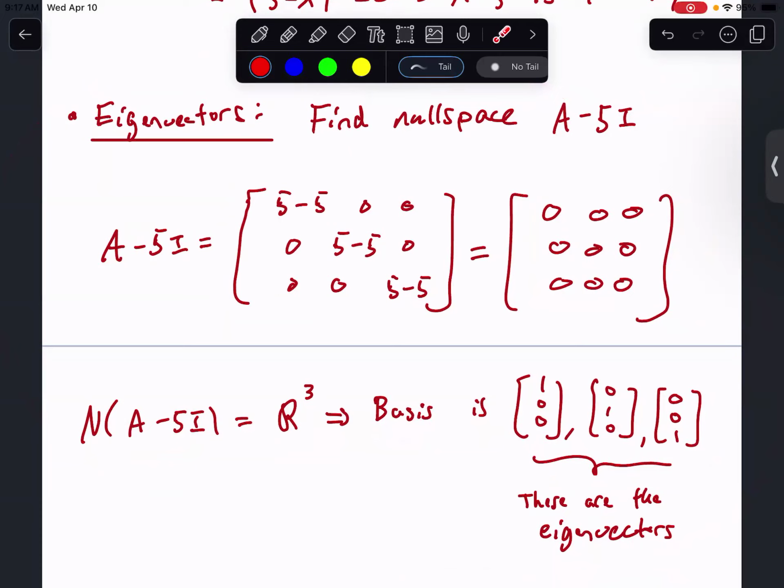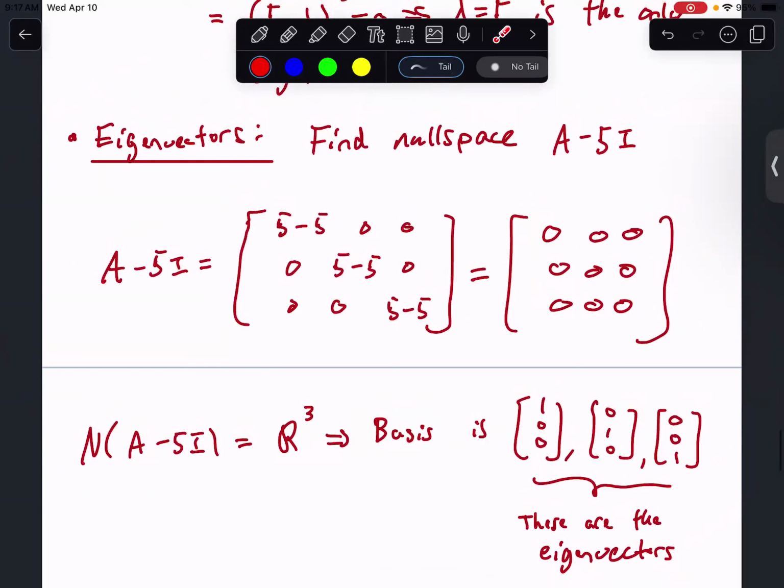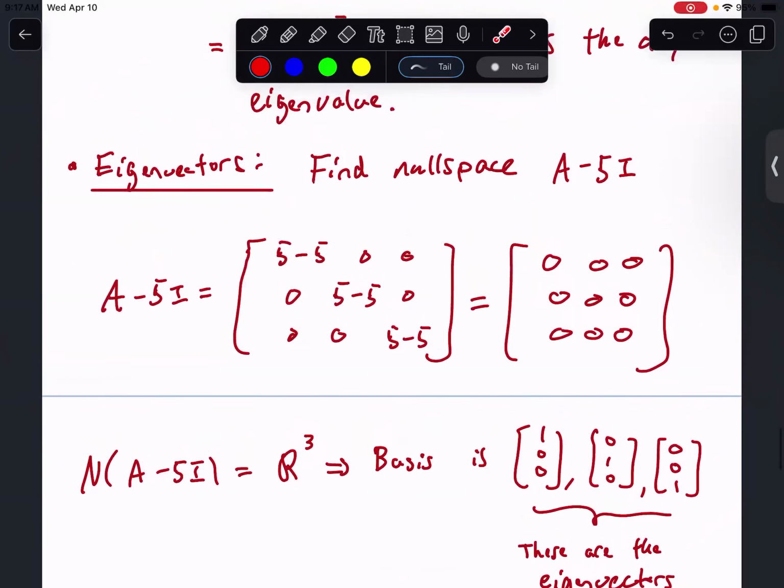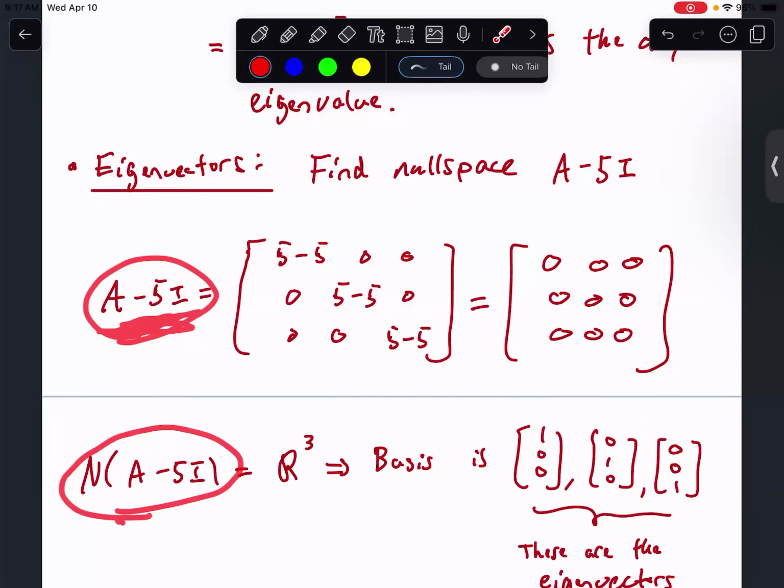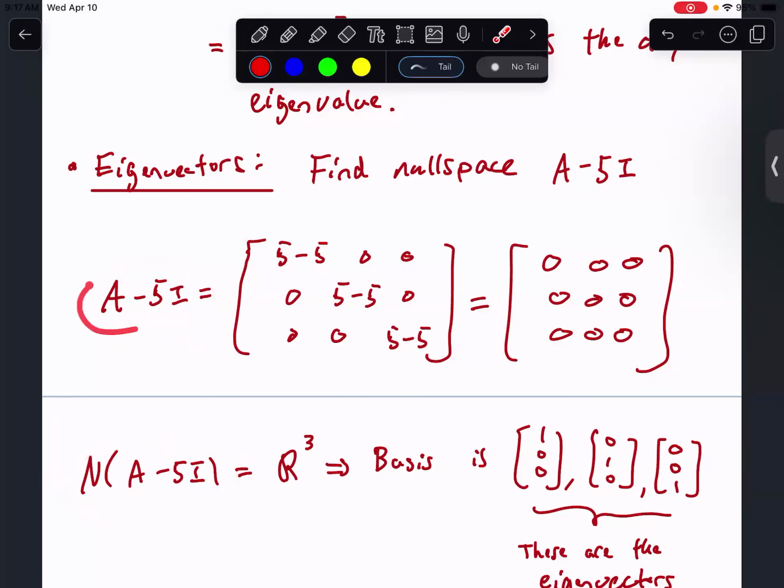Oh yeah, easy. So why is it not 0, 0, 0, 0, 0, the zero vector, for the basis? For this, what we're doing is finding the null space. If we want to find the eigenvectors of a matrix corresponding to an eigenvalue, we consider A minus 5I, this matrix here, and we find the null space of this matrix.